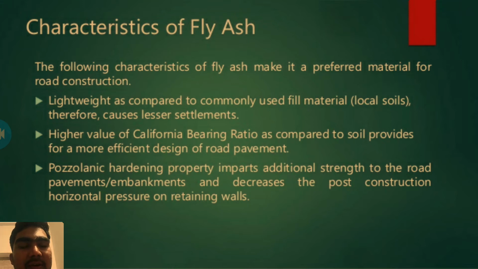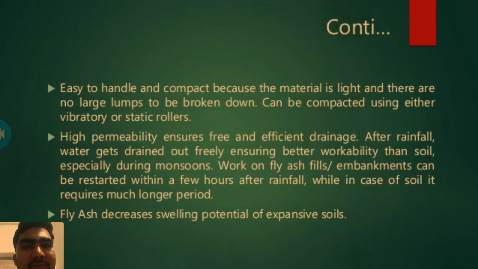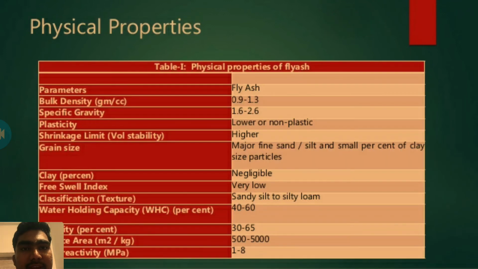Its hardening property gives additional strength to road pavement. It is easy to handle and compact because the material is light and there are no large lumps to be broken down. It can be compacted using either a vibratory or static roller. The high permeability ensures free and efficient drainage. Work on a fly ash fill embankment can restart within a few hours after rainfall. In the case of soil, a longer period is required. Fly ash decreases the swelling potential of expansive soil.